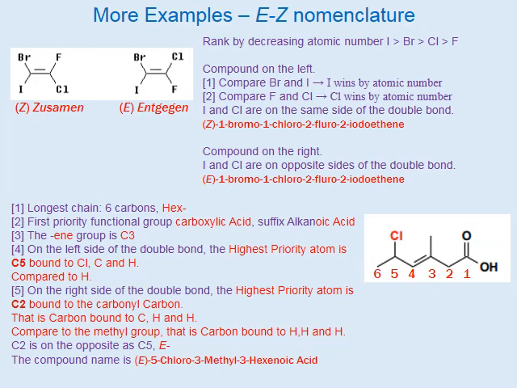Because both of the high priority atoms are on opposite sides of the double bond, the configuration between carbons 3 and 4 is entgegen. From this we get the compound name with configuration, E-5-chloro, 3-methyl, 3-hexenoic acid.